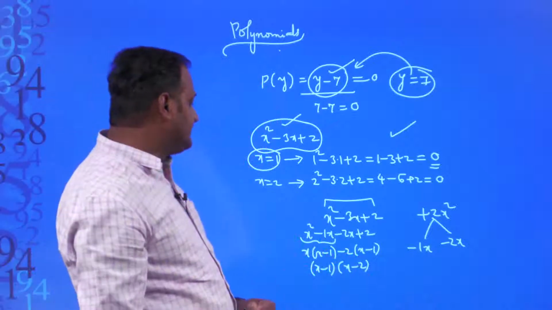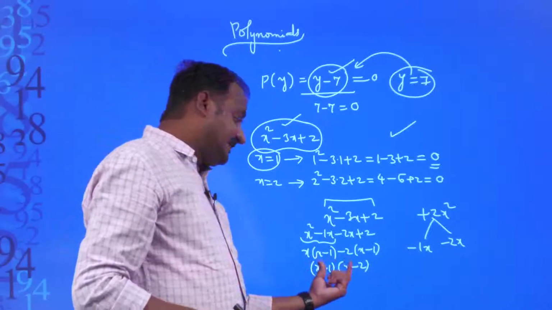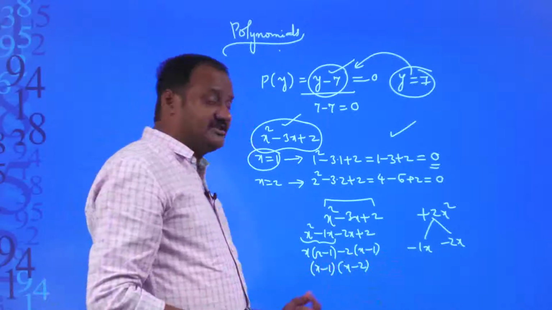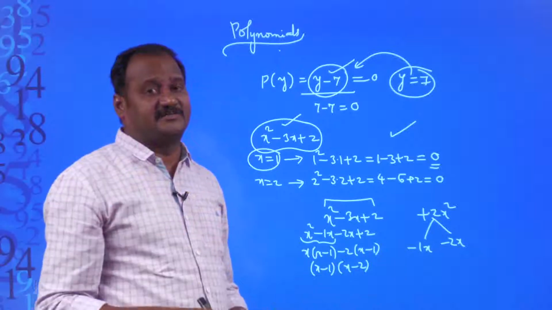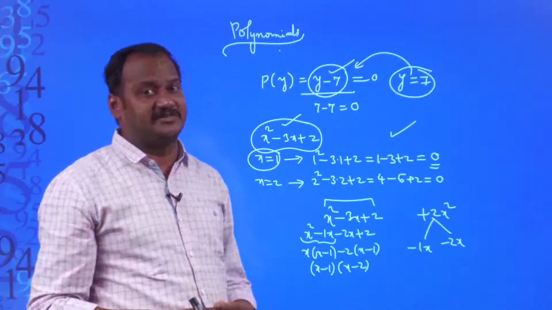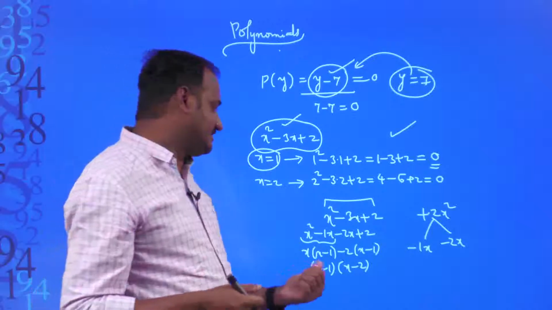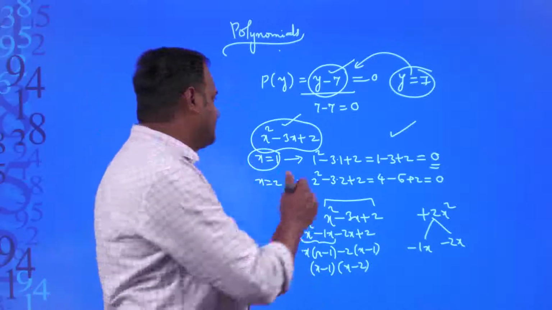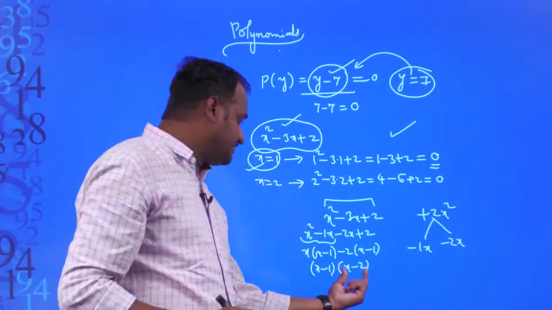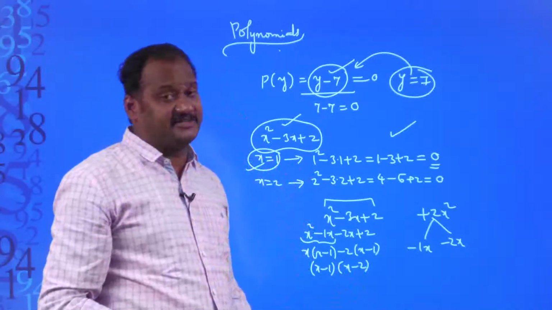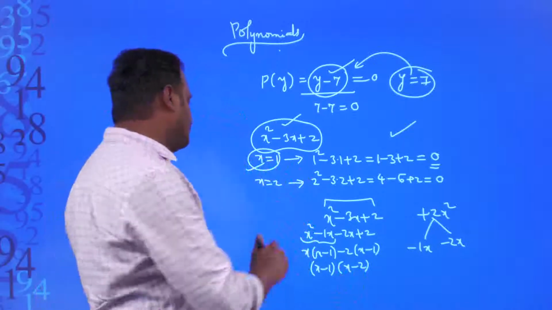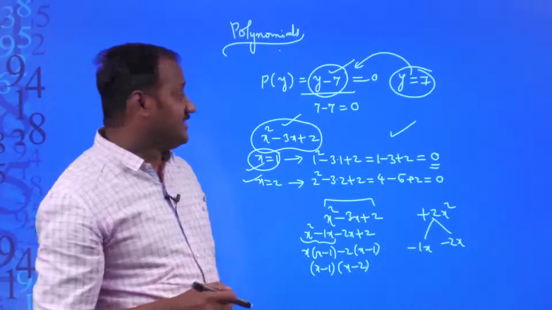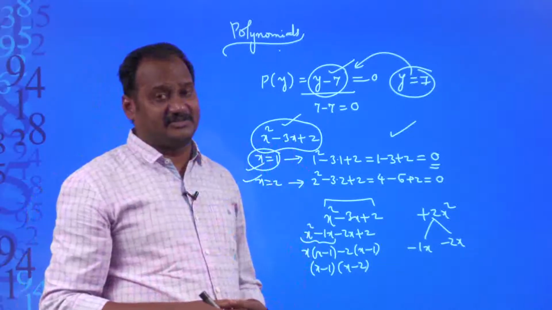Now I can easily say that this entire term will be 0 when any one of them is 0. So x minus 1 is equal to 0. For what value of x will x minus 1 be 0? You can easily guess that for x is equal to 1, x minus 1 will be 0, right? So x is equal to 1 is one of the zeros, right? And x minus 2 will be 0. For what value of x will x minus 2 be 0? Yes, x is equal to 2. So like that, I was guessing the values of x to make this x square minus 3x plus 2 zero.